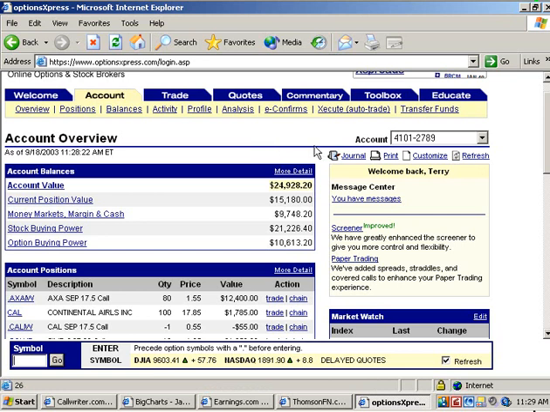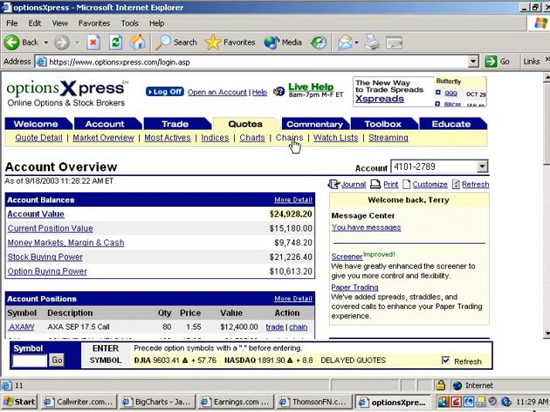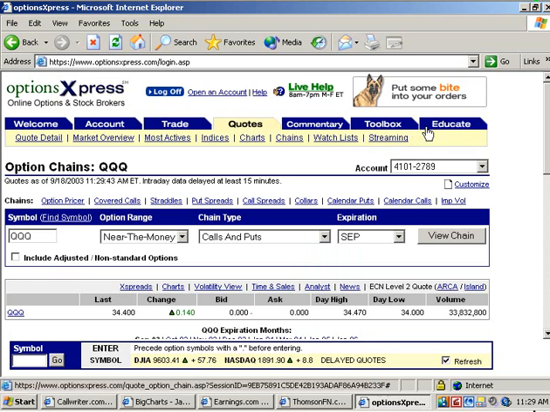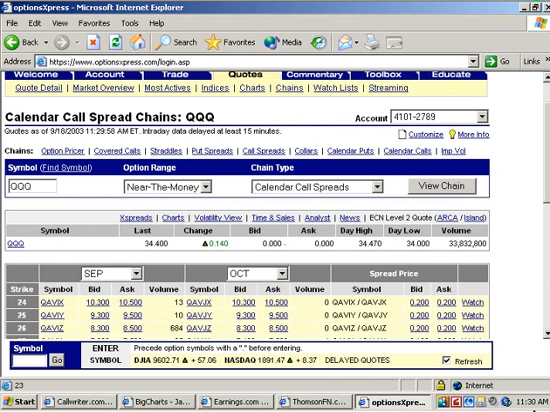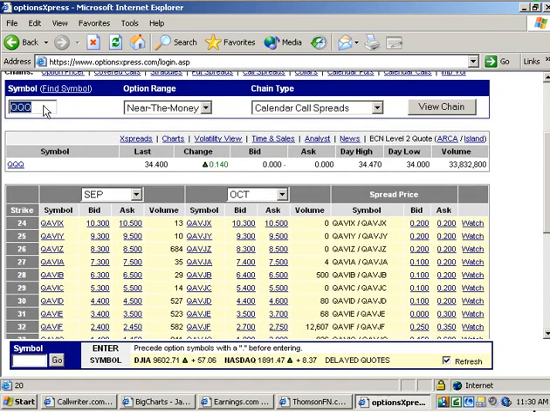But before we can buy an option and sell an option, we definitely got to know the option symbol. We got to know the price of the option. So in order to get the option symbol and the prices, we can simply go to the quote link and go to the chain link. Let's go ahead and do that. Once we do that, we definitely see a link here that says calendar calls, okay? And what we want to do is click on this calendar calls link, and we'll be in position to put in a stock symbol and pull up the information on that calendar spread. So let's put in a symbol here, S-I-N-A, and we're simply going to leave the option range near the money and the chain type at calendar spreads, and just simply hit view chain, okay? And once we do that, it's searching for all the option information.